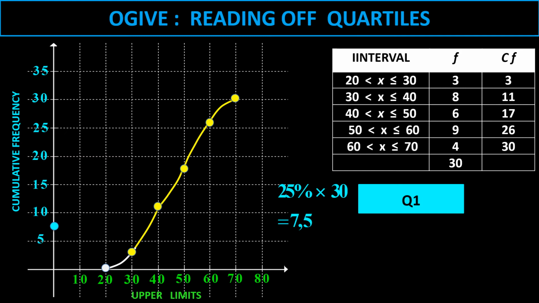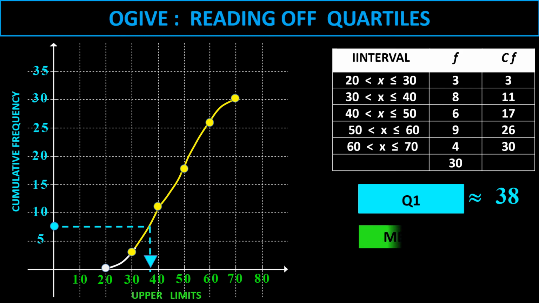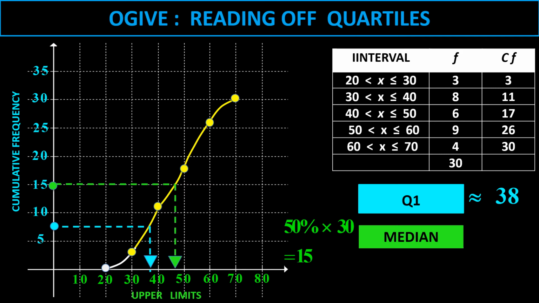Let's locate 7,5. There's 7,5. I go towards my OGIVE curve, right? And I take the reading on the horizontal axis. You see, there's my reading. And that reading there is 38, right? Let's remove that. Now, let's take my median. What is the median? Median is 50%. 50% of the 30. That's exactly 15. There's the 15. I go to the curve and I take the reading. There's the reading, and that reading is approximately 40, close to 50. Let's make it 48. Okay, let's take that one away.